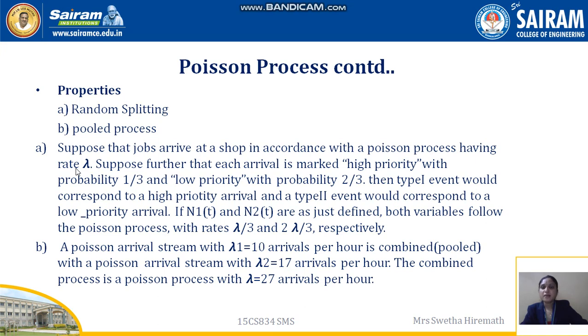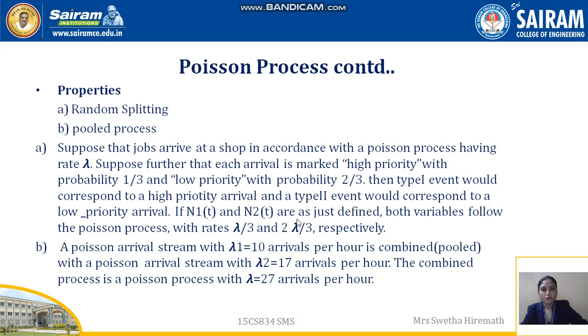At rate lambda, some jobs or customers will be arriving. Suppose further that each arrival is marked high priority with probability 1/3. If the probability value is 1/3, then the high priority arrivals are marked, and low priority with probability 2/3. Then type 1 events would correspond to the high priority arrivals, and type 2 events would correspond to the low priority arrivals.